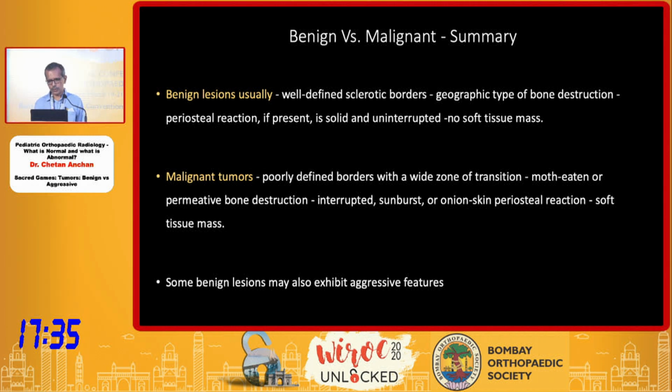So to summarize benign versus malignant, benign lesions usually have well defined sclerotic borders and a geographic pattern of bone destruction. If at all they show a periosteal reaction, it will be solid and uninterrupted and they will generally not have a soft tissue mass. On the other hand, malignant tumors have poorly defined borders with a wide zone of transition, moth-eaten or permeative pattern of bone destruction. They will have an interrupted periosteal reaction and they are very likely to have a soft tissue mass.